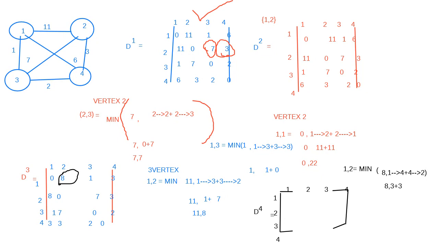So which one is minimum from 8 and 6? 6 is minimum. Okay. So what will I write in the entry of 1 comma 2? I will write 6.